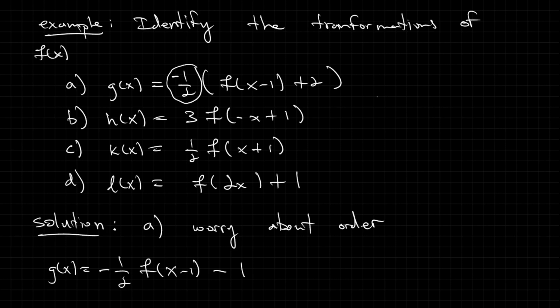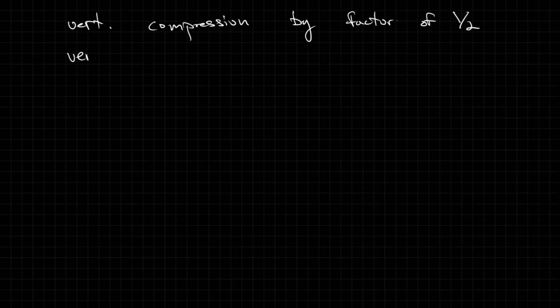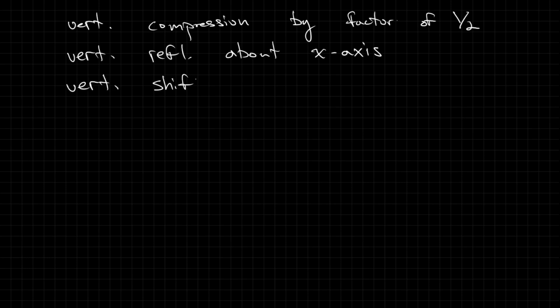So here we have a vertical reflection about the x-axis. We have a vertical compression, so we can go ahead and list those. So vertical compression by a factor of 1/2. We have a vertical reflection about the x-axis. And then I'll go ahead and put the shift, vertical shift down by 1.